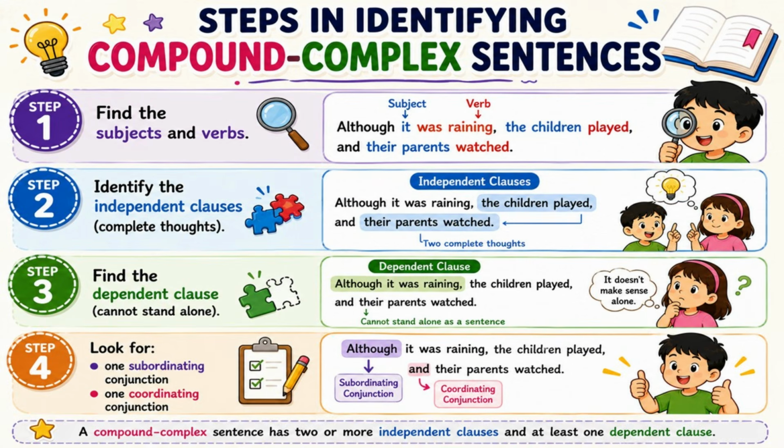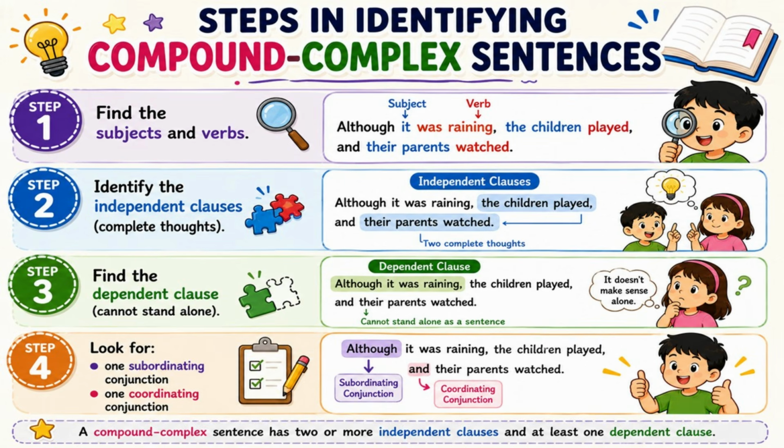Steps in identifying compound complex sentences. Step 1. Find the subjects and verbs. Step 2. Identify the independent clauses. Step 3. Find the dependent clause. And number 4, look for one subordinating conjunction and one coordinating conjunction.